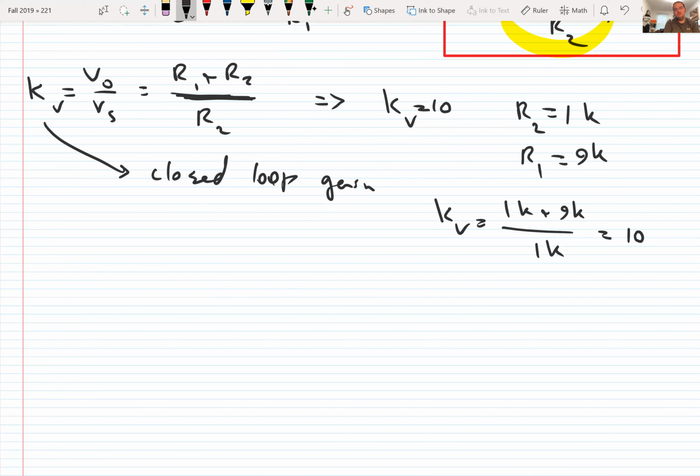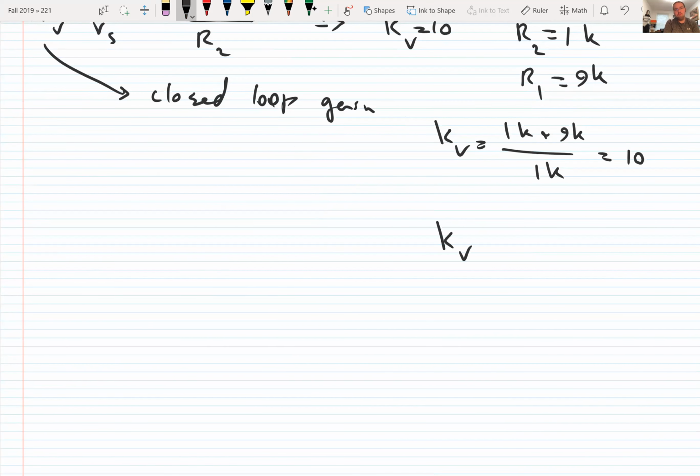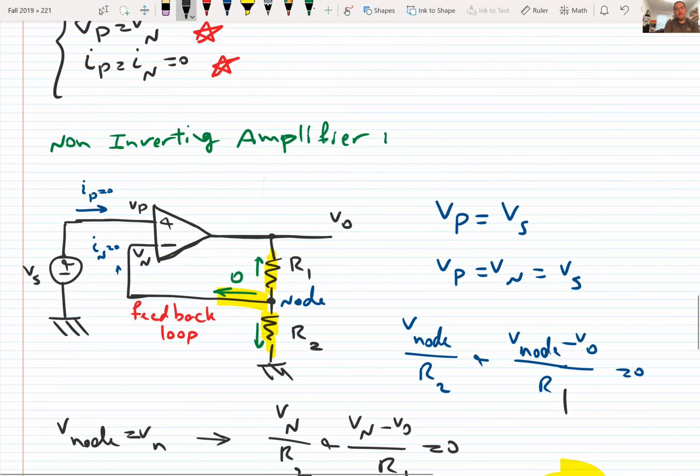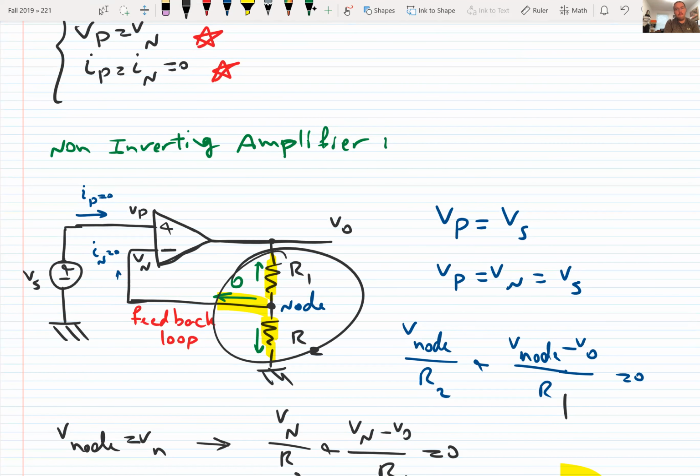If we want a gain of 5, we can simply put different values. We can put R2 1K, R1 4K, so 1K plus 4K over 1K is equal to 5. So it's in our control: we can simply determine the gain of the circuit by changing the value of these two resistors. Any question?